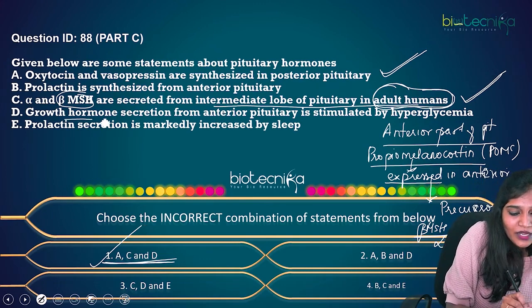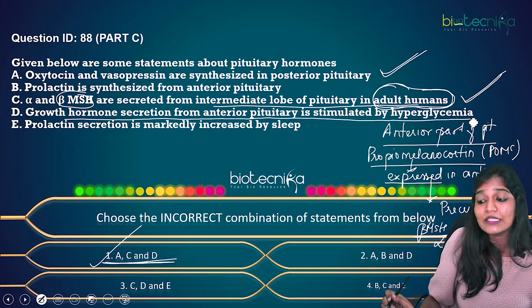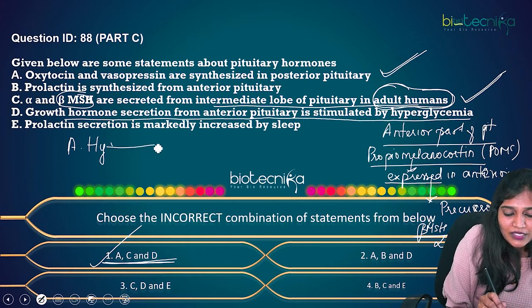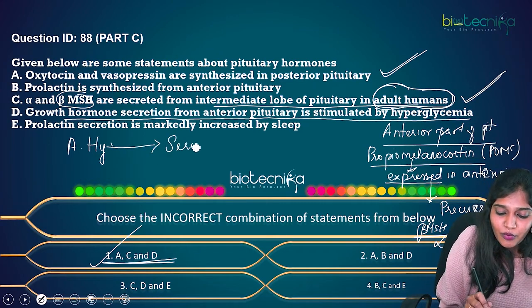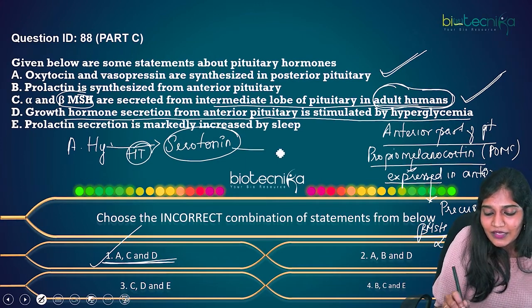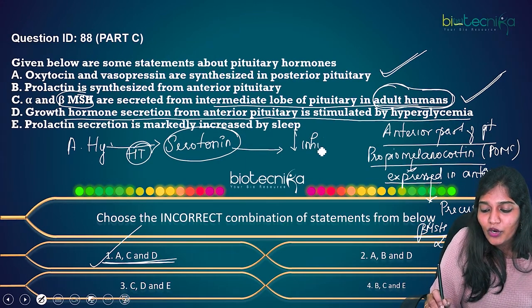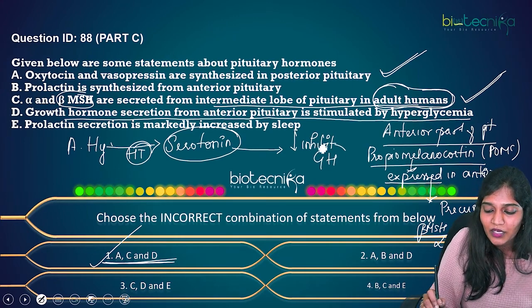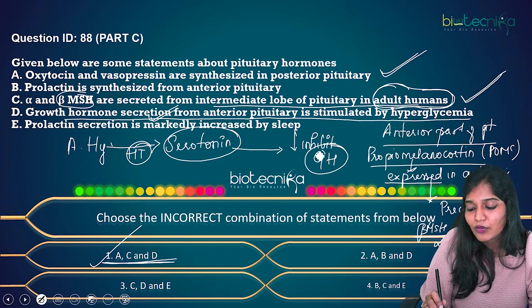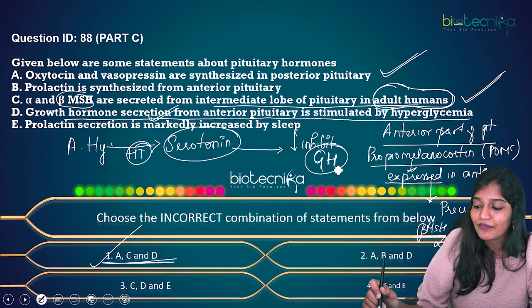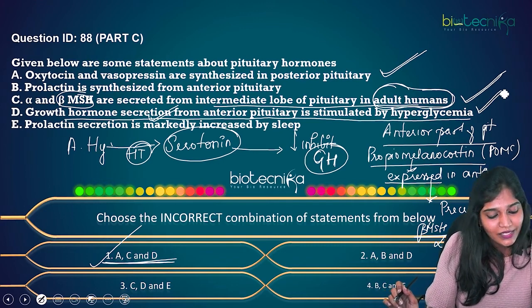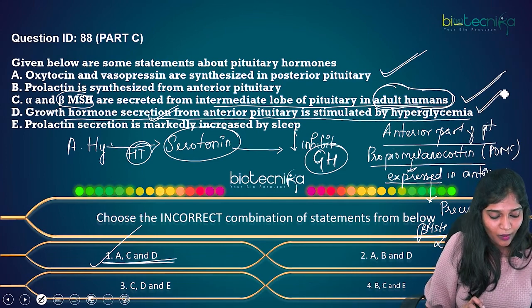The next one: growth hormone secretion from the anterior part of the pituitary is stimulated by hypoglycemia. Yes, if there is acute hypoglycemia, it will cause the production of serotonin in the hypothalamus. The hypothalamus is going to produce serotonin, and this serotonin will not promote but inhibit growth hormone. It will not actually be secreted from the anterior part of the pituitary; it will actually inhibit the growth hormone. So it is serotonin they have to mention, but they have given a wrong one. So this is actually a wrong statement. So our answer comes around A, C and D, and the correct option for this question is option number 1.